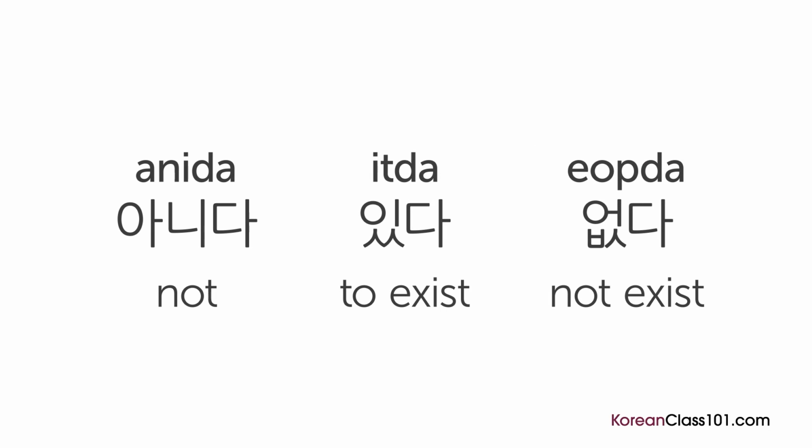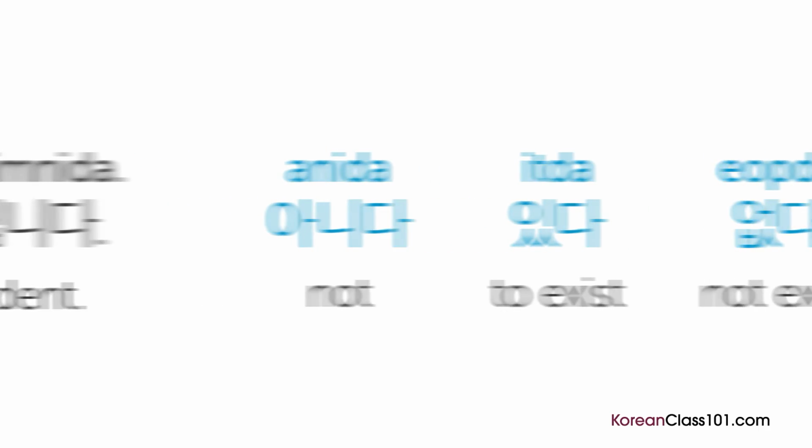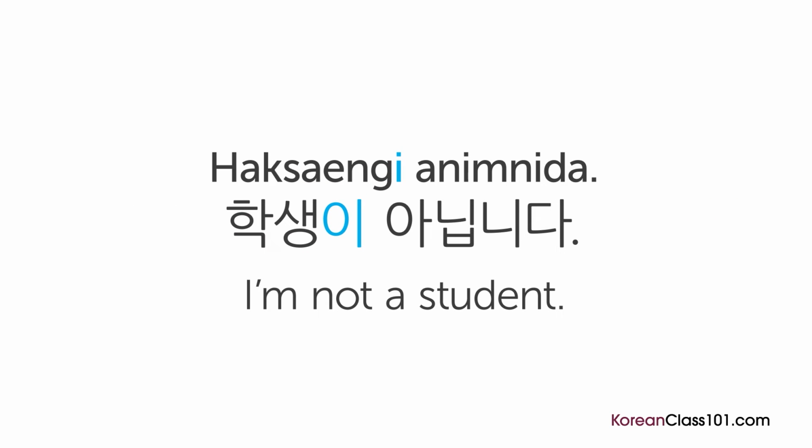There are certain verbs that use the subject marking particles as part of a set. Some common verbs are 아니다, 있다, and 없다, which mean not, to exist, and not to exist, respectively. Generally speaking, whenever the verbs 아니다, 있다, and 없다 are used in the sentence, a subject marking particle is used as well to mark what exists and what doesn't exist. For example, 학생이 아닙니다, meaning I'm not a student.